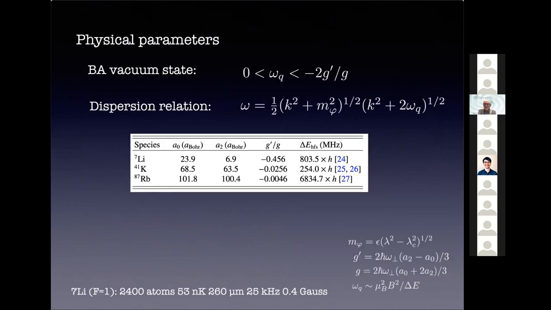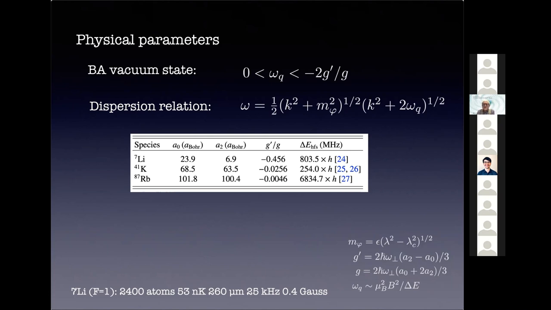First of all, there are conditions on the parameters for the existence of this broken axisymmetric vacuum state. And this relates, omega q is the quadratic Zeeman effect, and g prime and g are these quartic couplings. And you see that g prime has to be negative if g is positive. So g prime has to be negative. So that limits the atomic systems we can use.